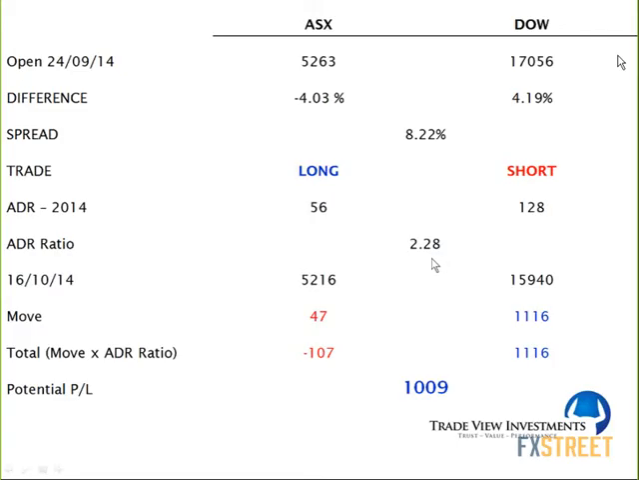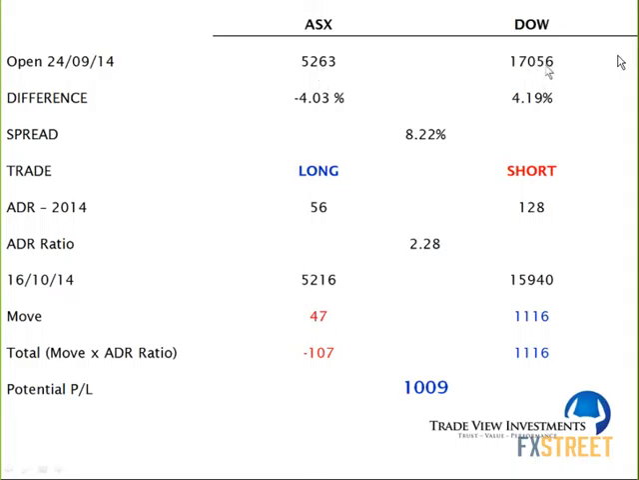Okay, so we would trade 2.218 ASX contracts compared to one Dow contract. On the 16th, the ASX was 52.16 and the Dow was 159.40. It was quite a wow moment for us because it moved so quickly in our favour. And if you look here, the move was actually 47 points from there to there, right?